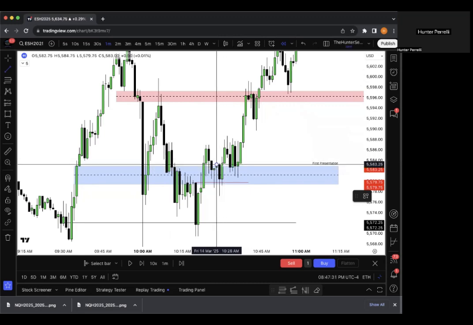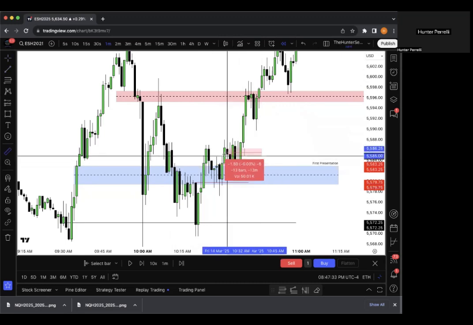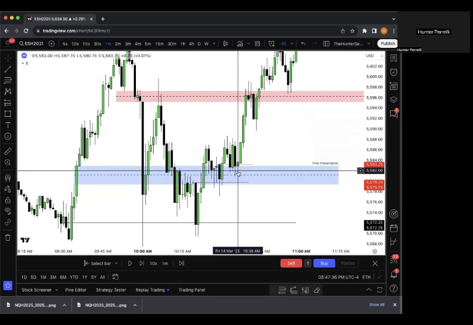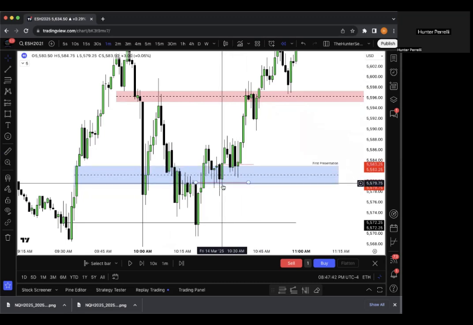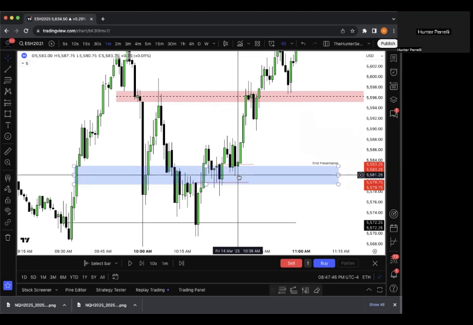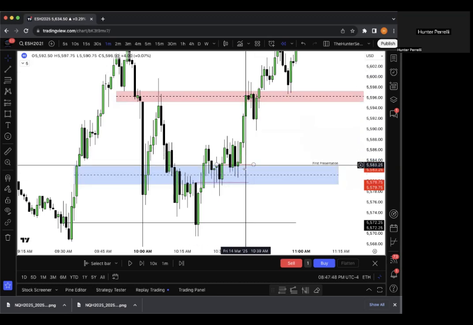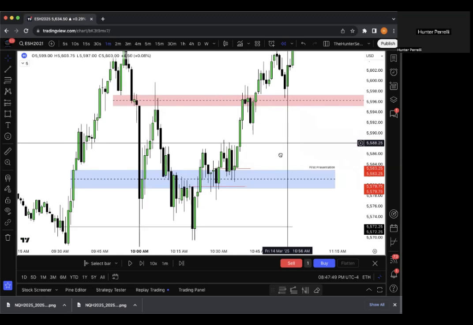Almost. This one closed above it, so boom. Does it now hold this candle? Yes, it does. That could be an entry right in here. Great entry, stop loss below this candle's low, which is also below first presentation. Look at that reaction now off 50%, and it's in a nice skyrocket up.